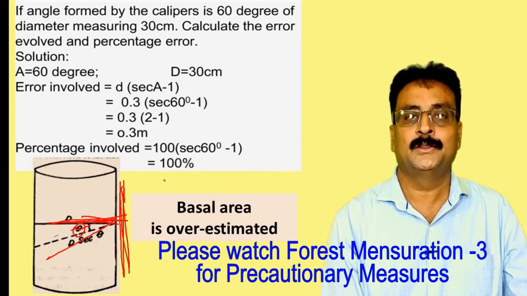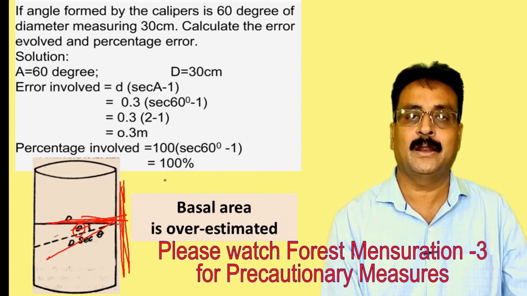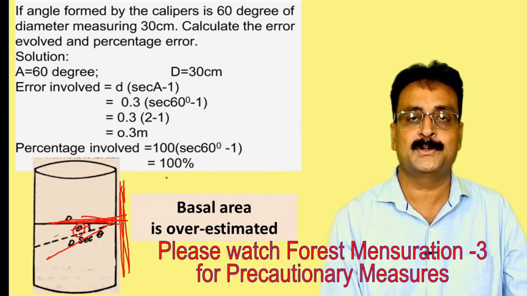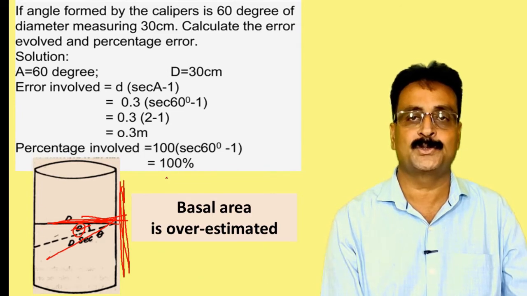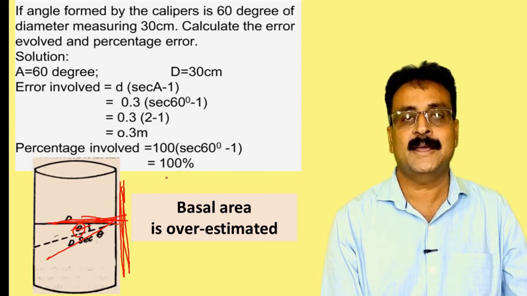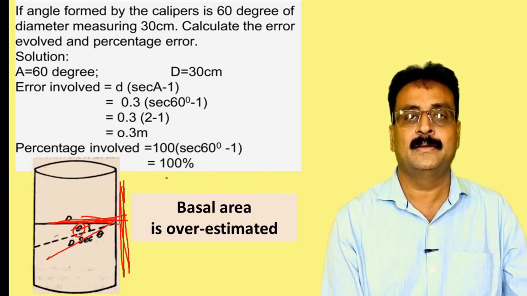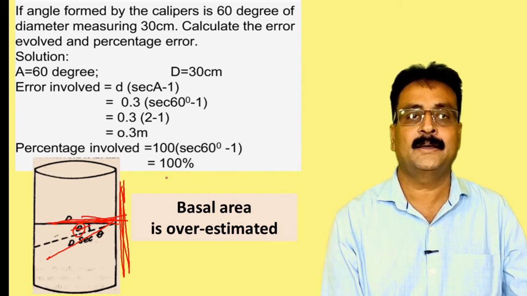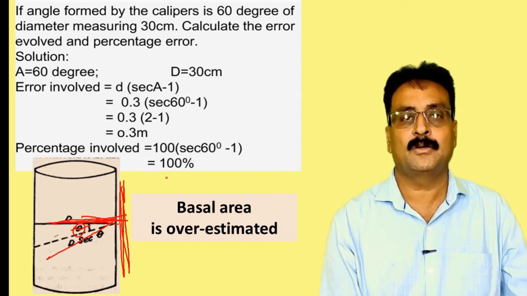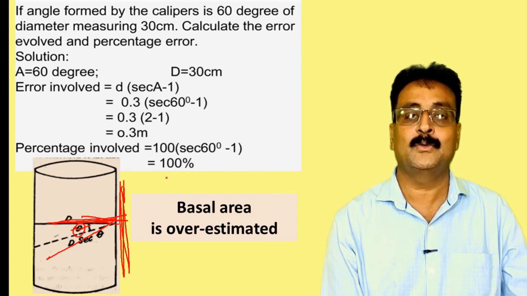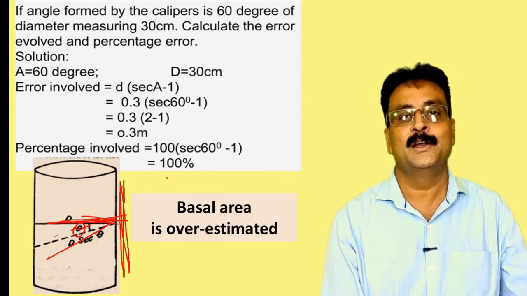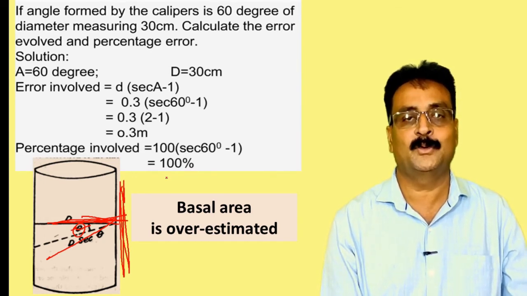For these precautions and how to take the diameter, please refer to the video lecture of Mensuration 3. Lecture number 3 has the details of taking care with the calipers and the tape, and the precautions to be taken, because a slight error in taking the diameter, either with the caliper or with the tape, will cause a lot of error in the calculation of basal area, which is needed for the volume calculation.